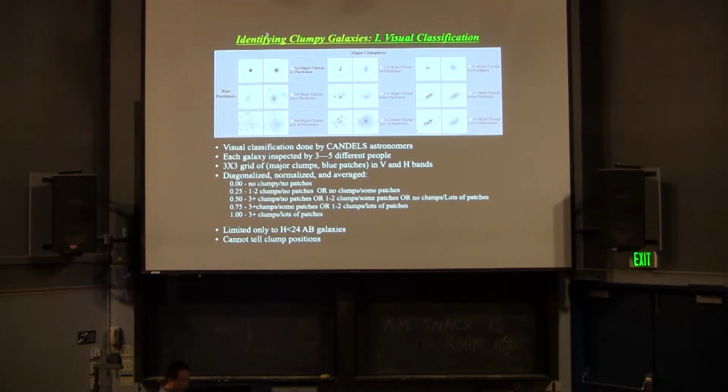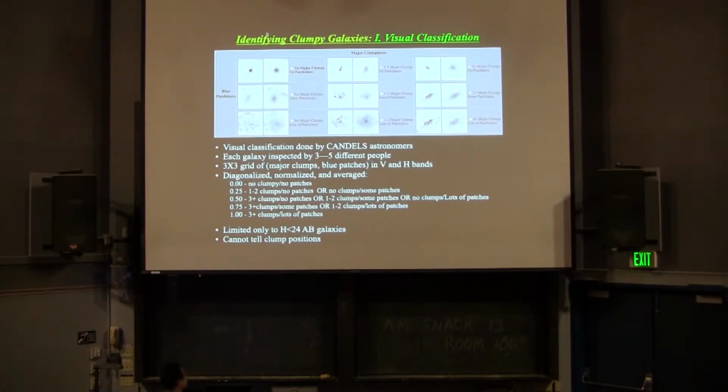So how do we identify clumpy galaxies? We have two ways. First is through visual classification. For some of the galaxies in our sample, each of them is inspected by 3 to 5 astronomers. And we have this 3 times 3 matrix. In one direction, you have blue patches: galaxies with no patches, a little bit of patches, and this is V band, H band, lots of patches. In the other direction, you have number of clumps: no clumps, a couple clumps, many clumps, and you have a combination of number of clumps and number of patches.